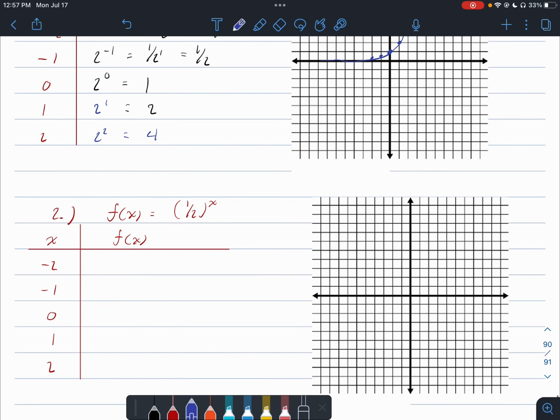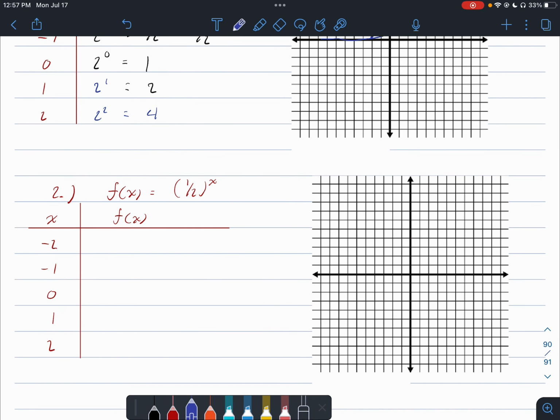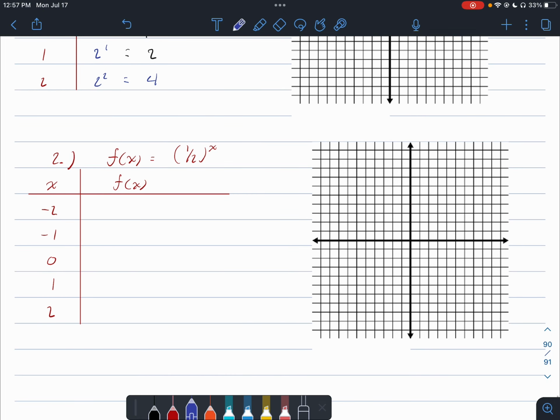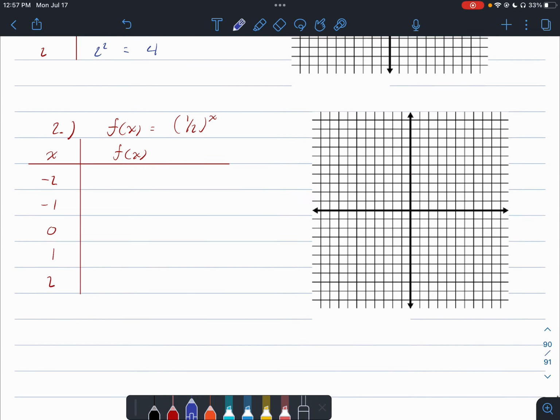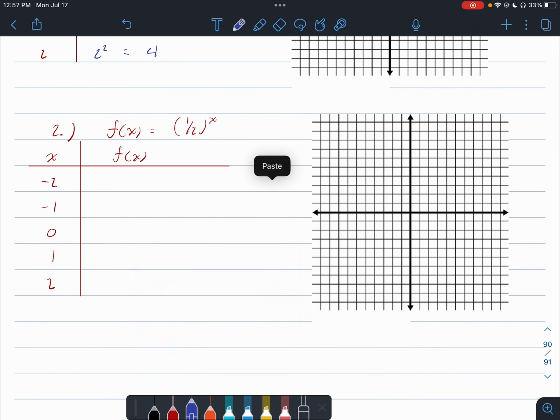Okay, so now let's see what happens if we have a base between 0 and 1. So here we have f of x is equal to 1 half raised to the x. All right, so let's start with 0 again. So here we have 1 half raised to the 0th power, which, anything raised to the 0th power is just 1. So at 0, again, we get 1.